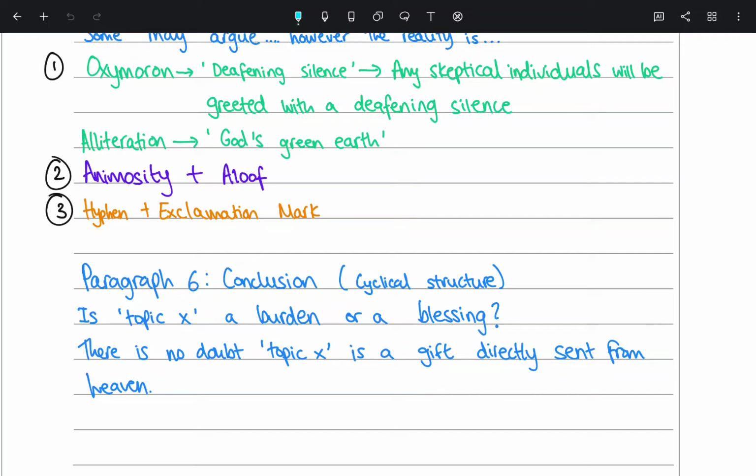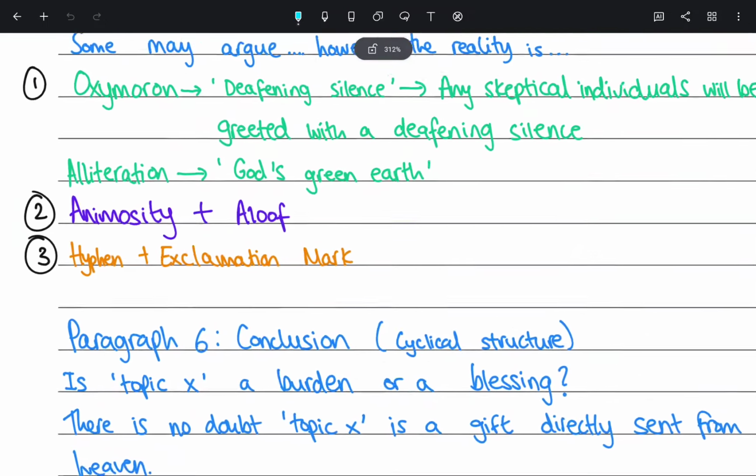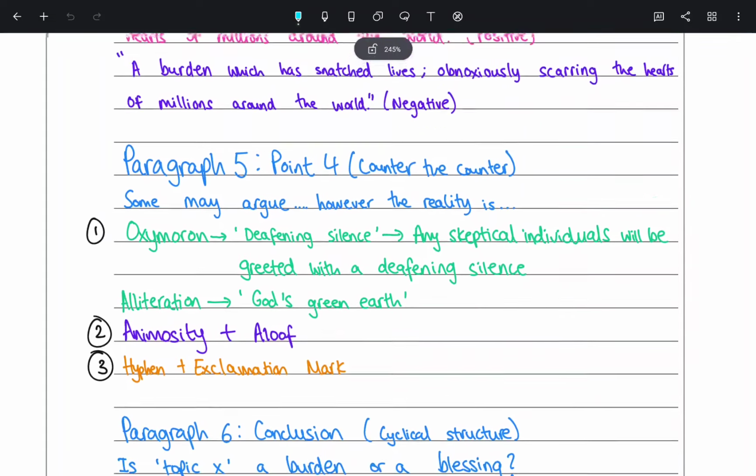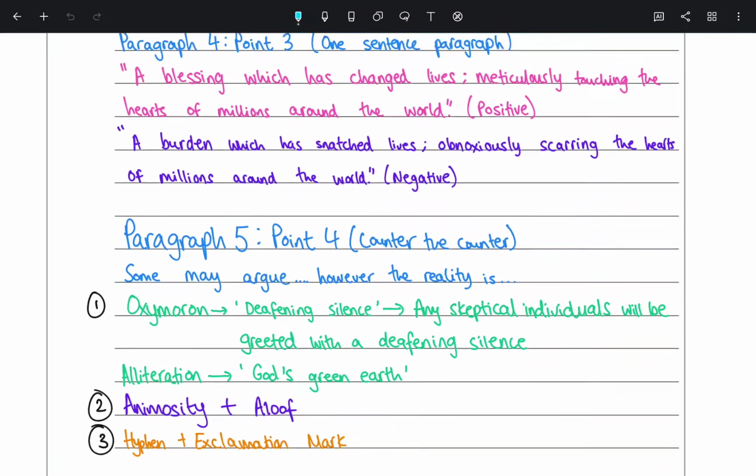So is topic X a burden or a blessing? If you remember, that's what we asked in paragraph 1. Now you're essentially asking the same question as the beginning, and you are answering that as well in an explicit or implicit way. There's no doubt topic X is a gift directly sent from heaven. So for example, if it's on social media, there's no doubt social media is a gift directly sent from heaven. And then you can have one or two more sentences to conclude your answer. And that is it. That is your pre-planned section B for English language GCSE paper 2.